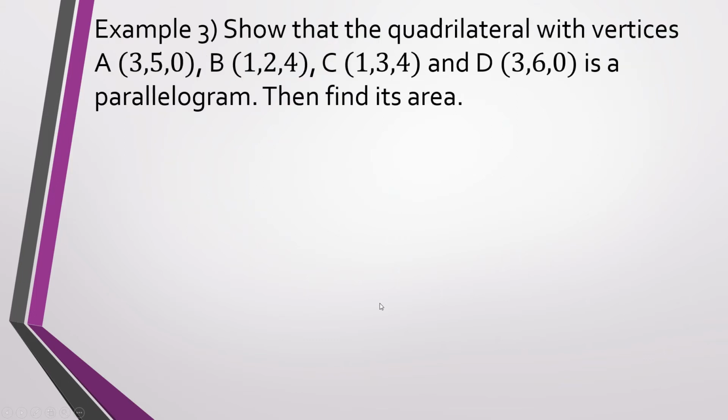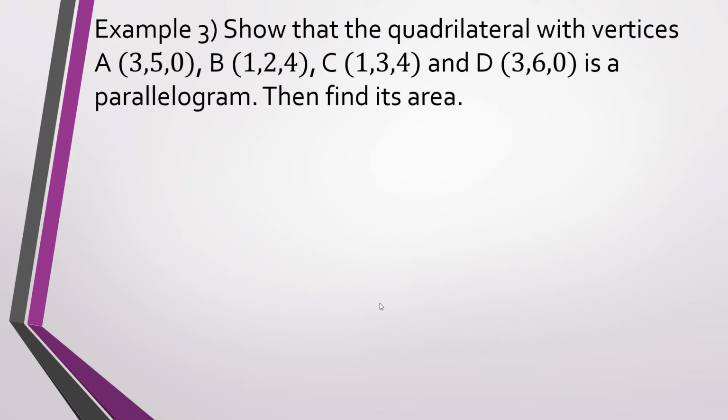So example 3, we're going to show that the quadrilateral with vertices at point A, (3, 5, 0), B with coordinates of (1, 2, 4), point C with coordinates of (1, 3, 4), and point D with coordinates of (3, 6, 0) is a parallelogram. And then we're going to find its area.